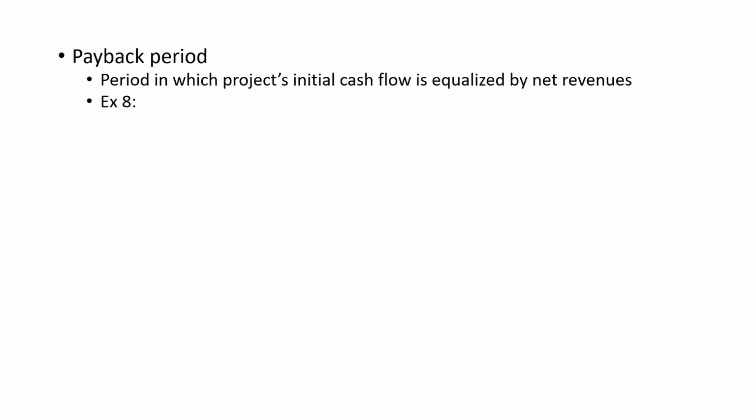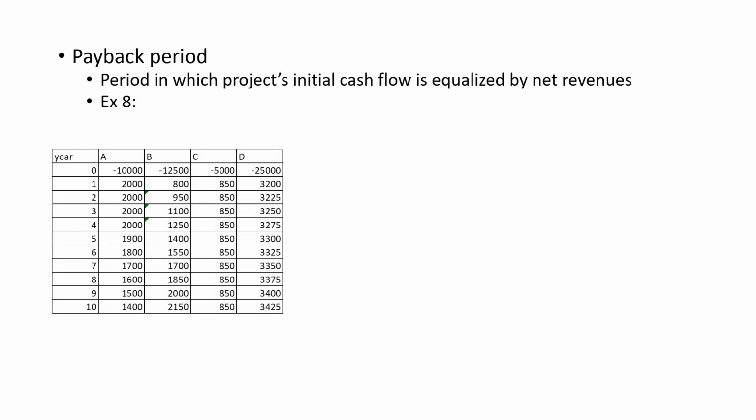analysis. Payback period: the period in which a project's initial cash flow is recouped or equalized by its net revenues. So here are 4 projects, A, B, C, and D, each with different kinds of initial cost and different kinds of cash inflows. A has a decreasing cash inflow schedule, B has an increasing cash inflow schedule, C has a constant cash flow schedule, and D has a marginally increasing cash flow schedule.